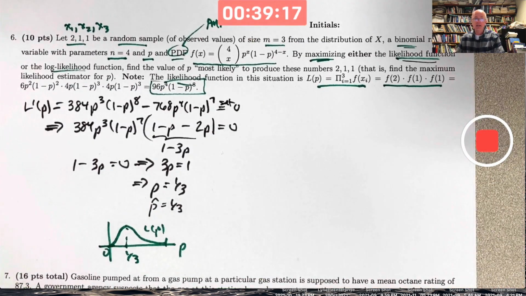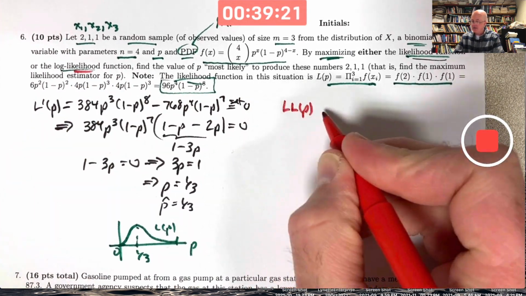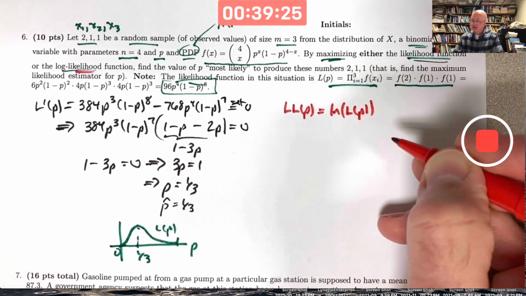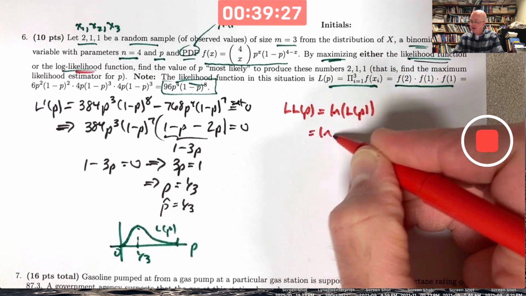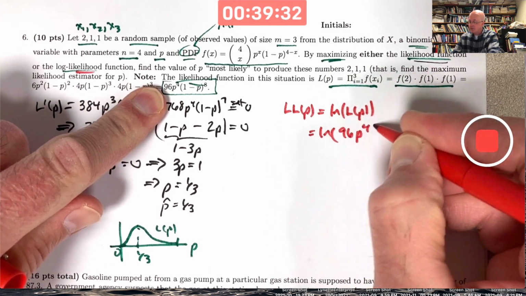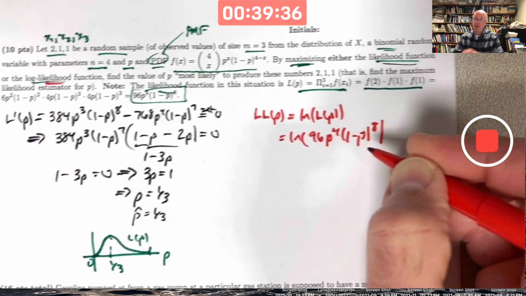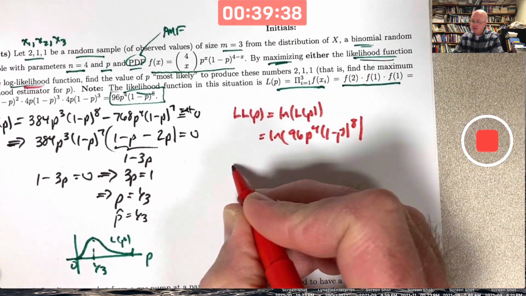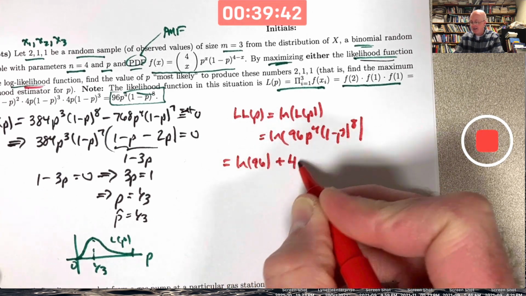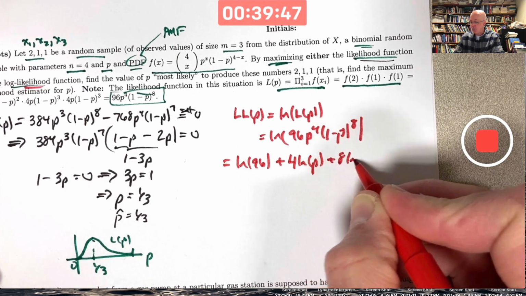Here's the second way to do it, which is to maximize the log likelihood function. I call that LL of p. It's the natural log of the likelihood function. So it's the natural log of this thing here, 96 p to the fourth times (1 minus p) to the eighth. And using properties of logarithms, which is definitely what you want to do here, this can be written as ln of 96 plus 4 ln of p plus 8 ln of (1 minus p).